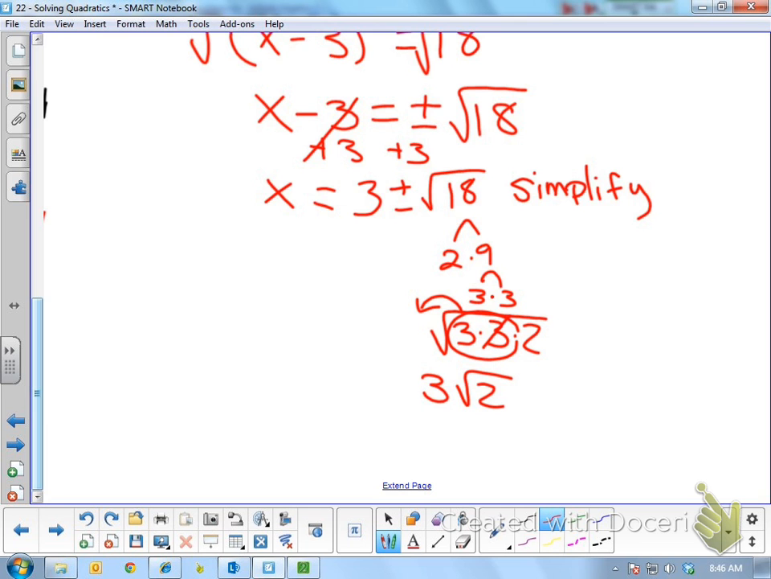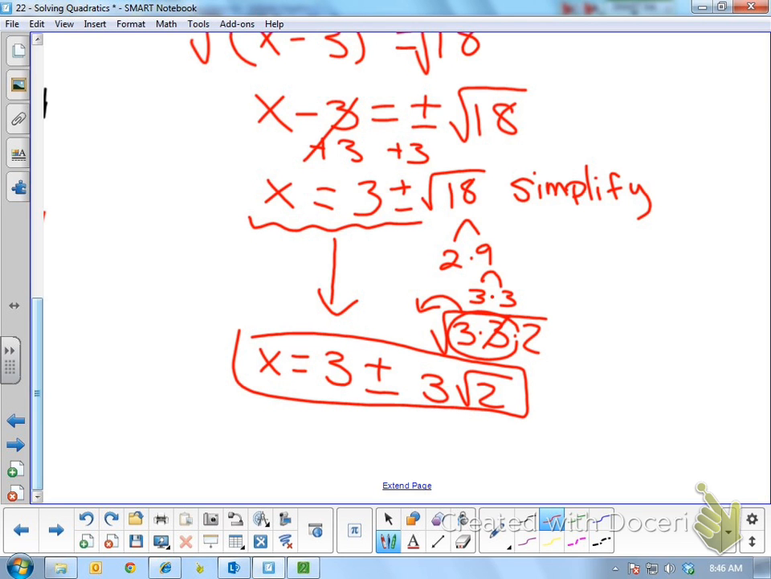And then everything else that we did not touch just comes down. X equals 3 plus or minus 3 square root 2.